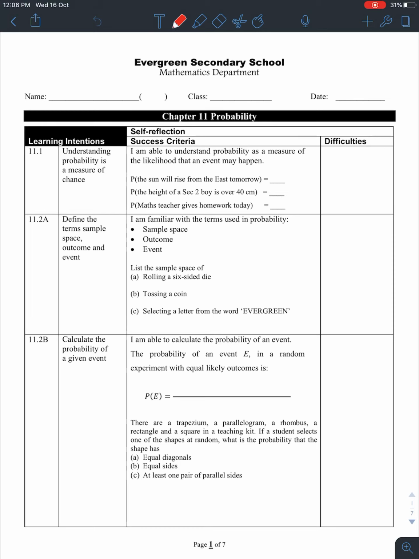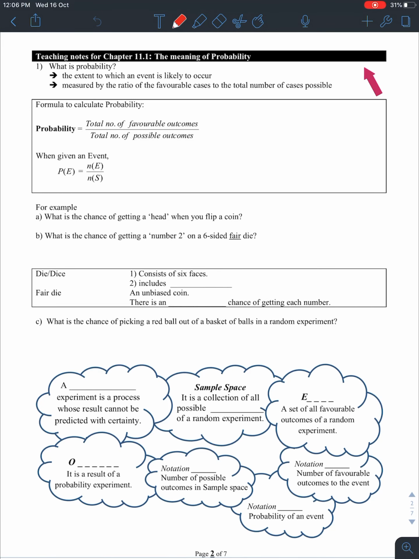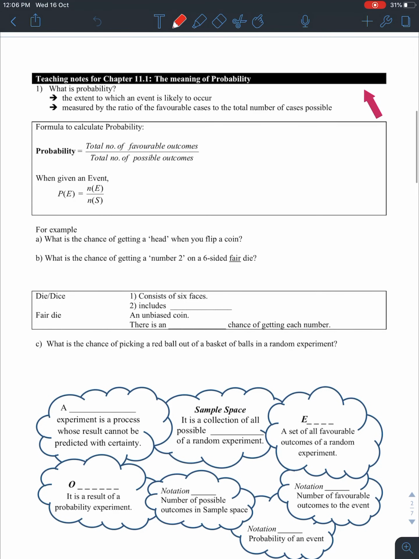The chapter that we'll be looking at today is chapter 11, probability. Looking at page 2, let's understand what this chapter is. Probability theory is a branch of mathematics concerned with the analysis of random phenomena. In short, when we study probability, the first question we ask ourselves is: what is the extent to which an event is likely to occur?